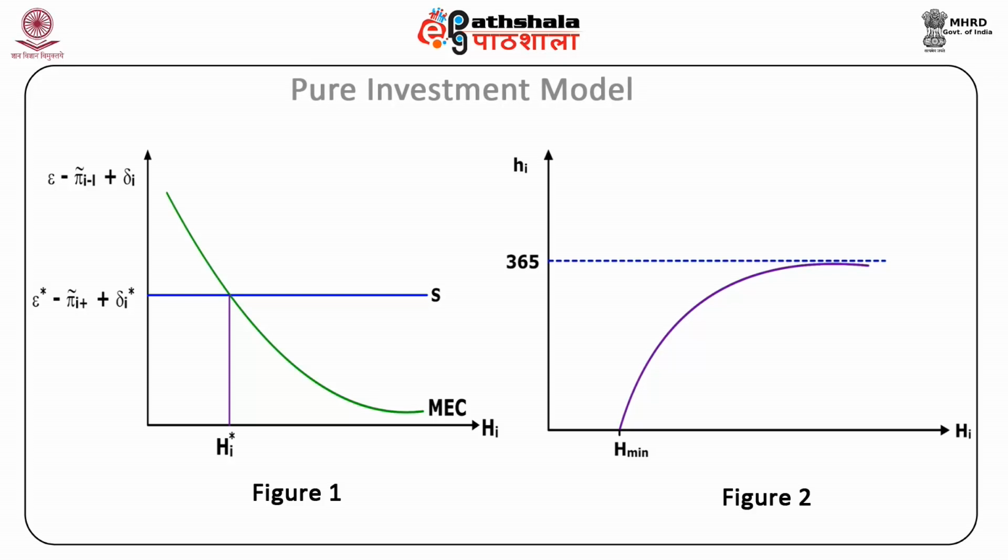At death, that is H minimum, the number of healthy days equals 0. The curve depicts diminishing marginal product of health capital. Healthy time increases at a decreasing rate and eventually approaches 365 days.